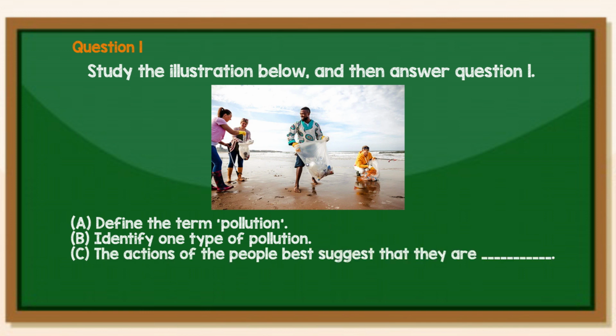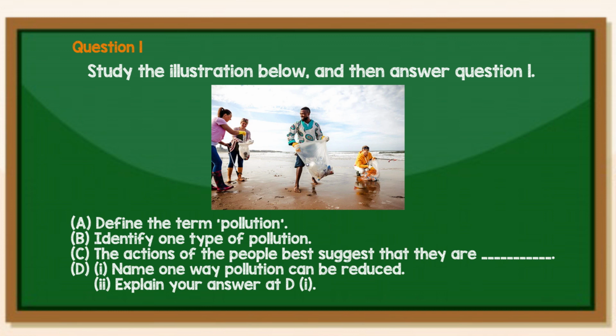C. The actions of the people best suggest that they are... And D. D has 2 parts. Roman numeral 1. Name one way how pollution can be reduced. The second part says, explain your answer at D1. So boys and girls, you have time. Write your answers.